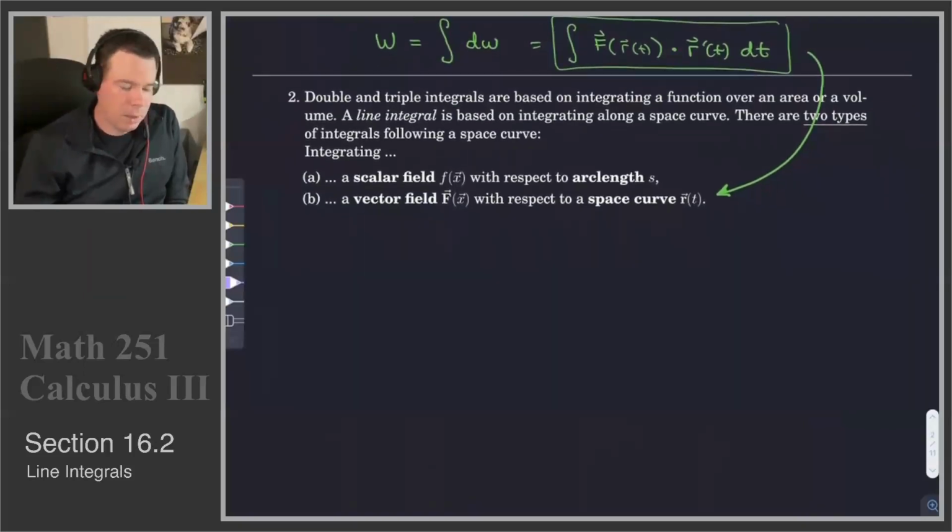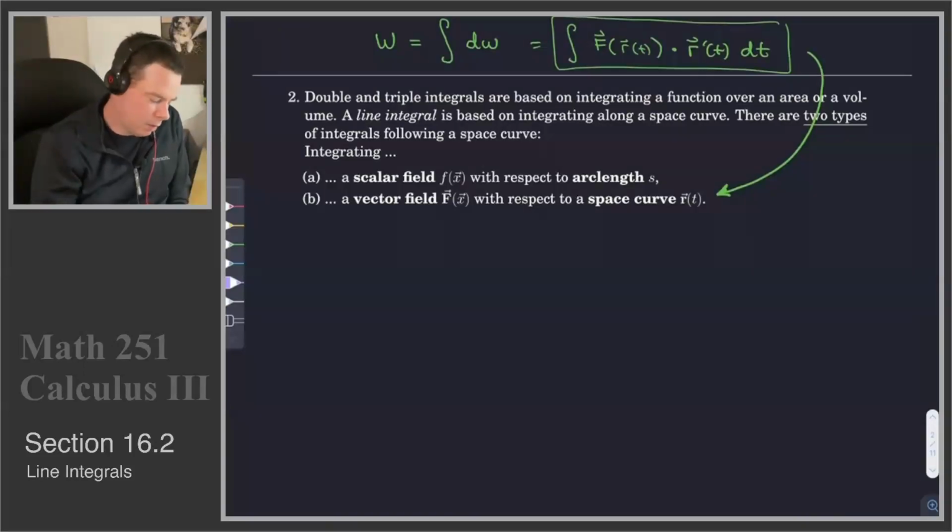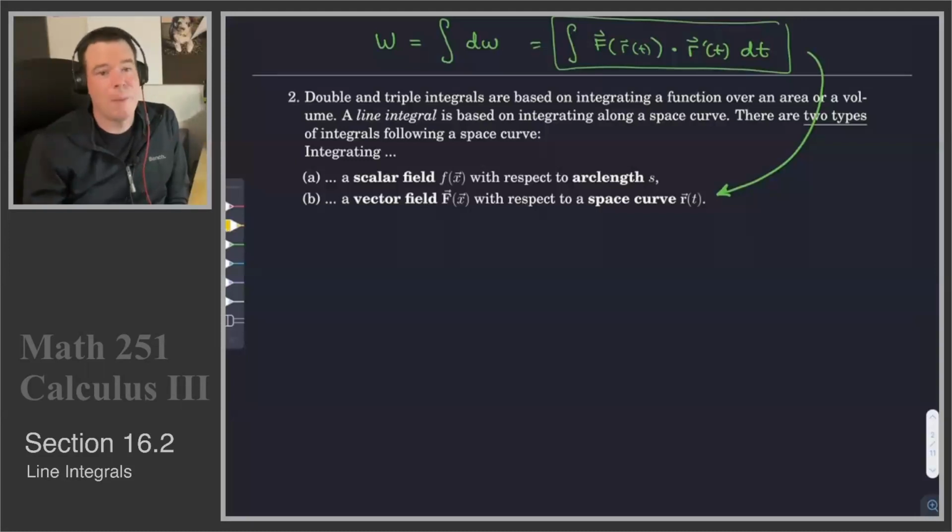And we'll see why we can write it down like that in a second. Another type of integral that we'll be interested in is an integral of a scalar field, but along a curve as well. In this case, it'll be a scalar field with respect to arc length. So we have essentially gone, if you want to think of it this way, backwards from what we did in chapter 15.